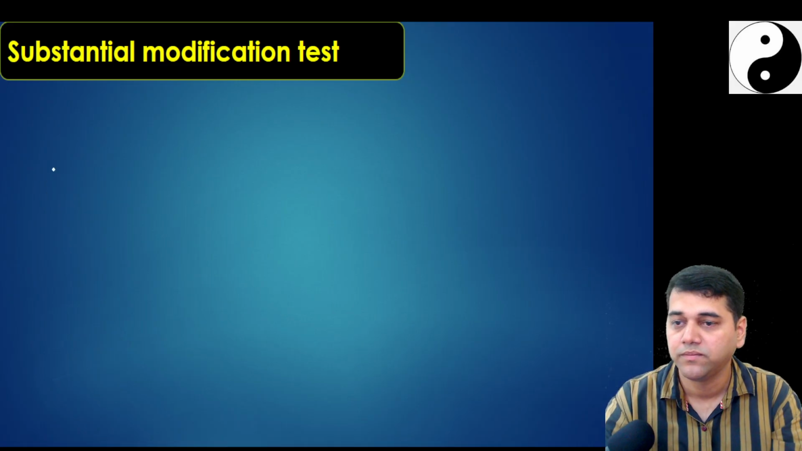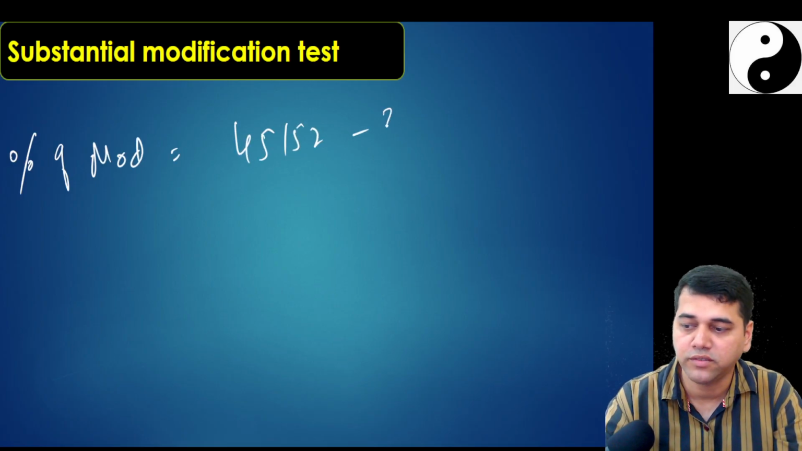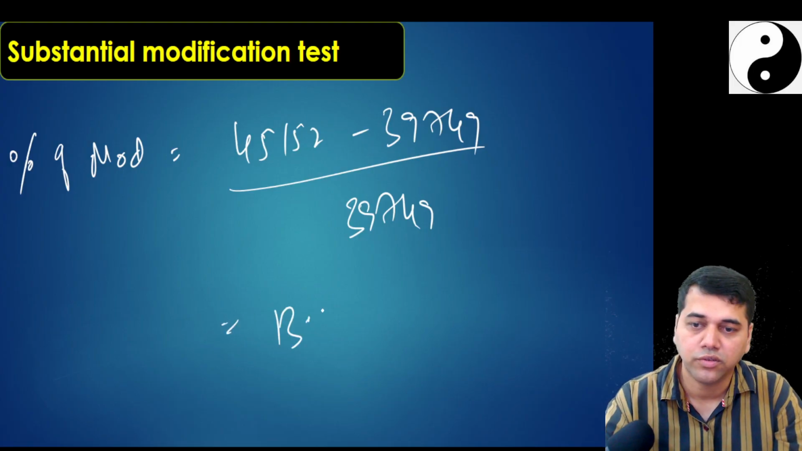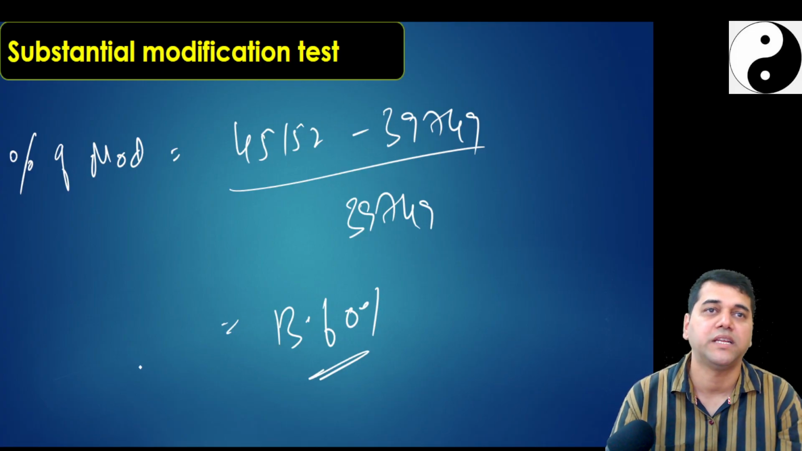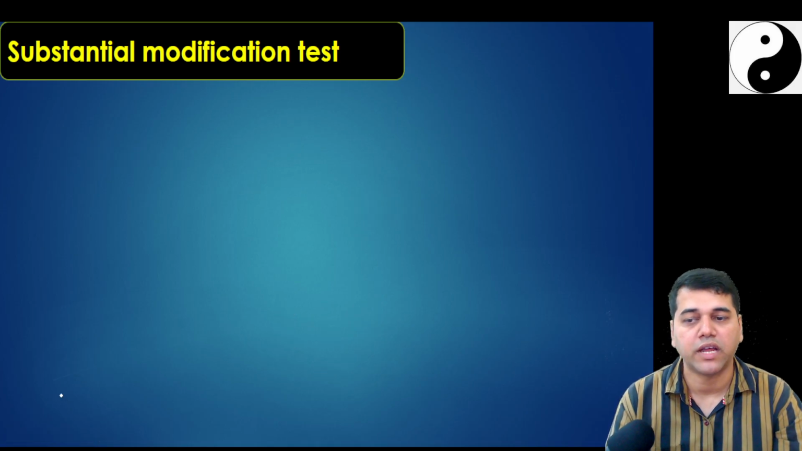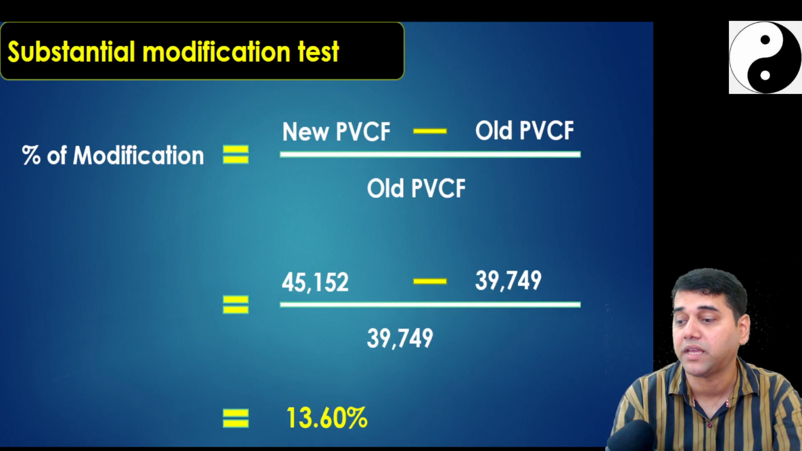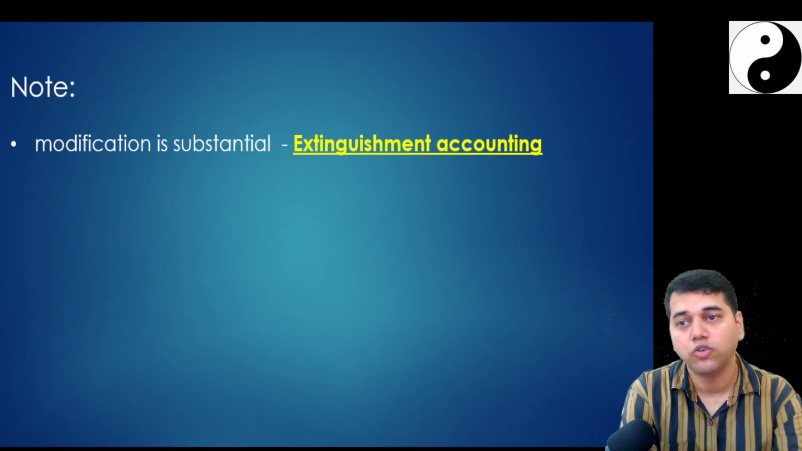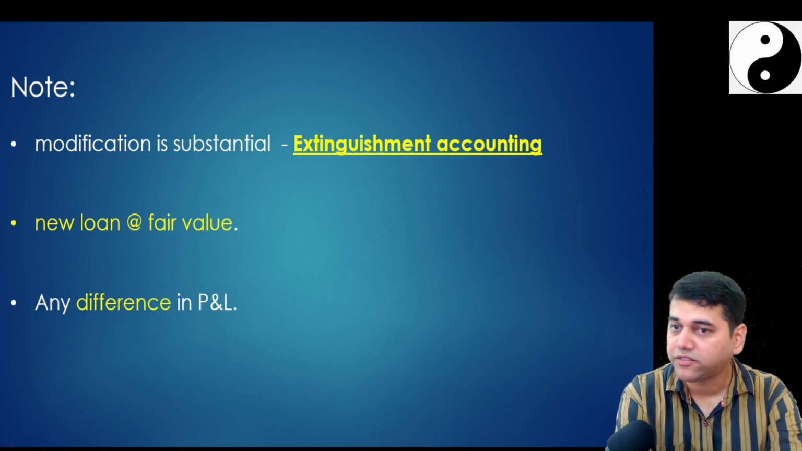Substantial modification test. So write percentage of modification. 45,152 minus 39,749 divided by 39,749 gives you 13.60%. Oh, this is more than substantial. Again, what happens now? Substantial modification test means extinguishment accounting is applicable. So we'll write a note: extinguishment accounting is applicable here. The new loan will be at its fair value. The difference we will transfer to the P&L account.